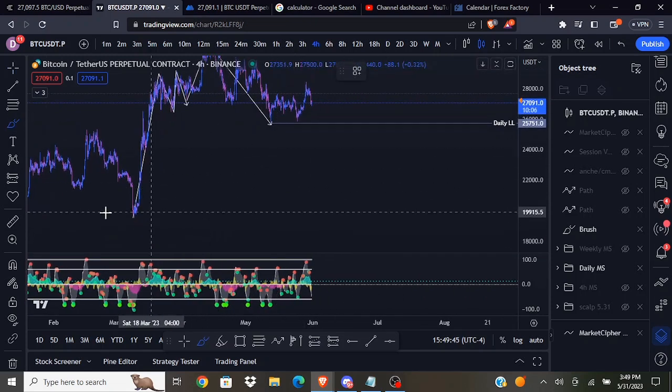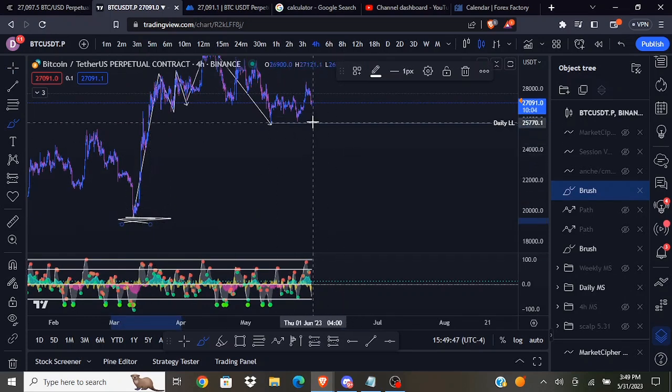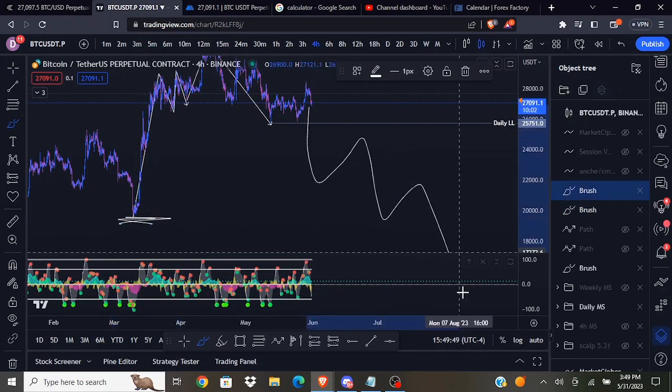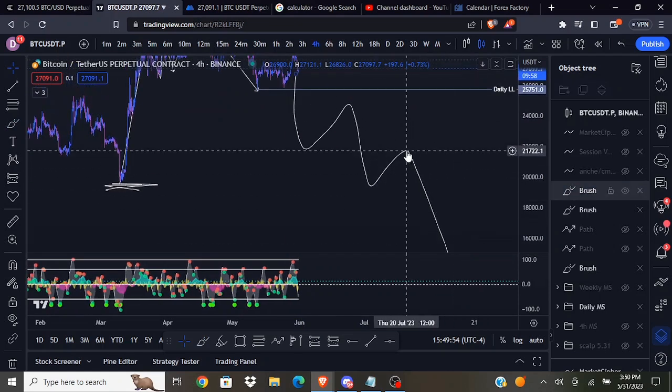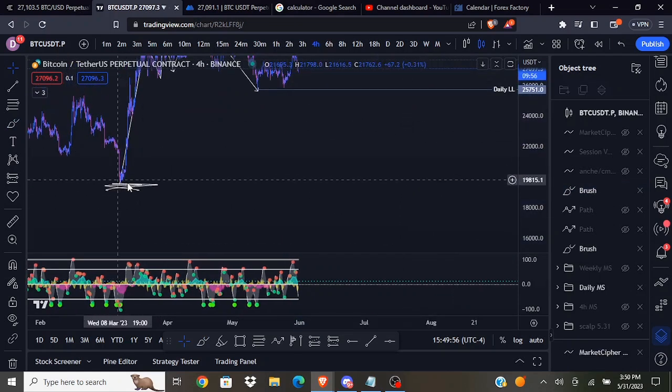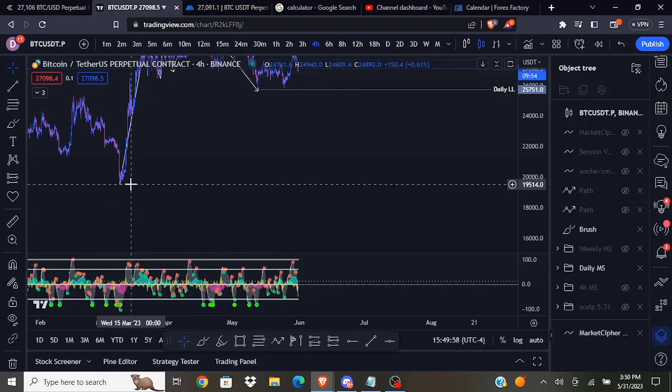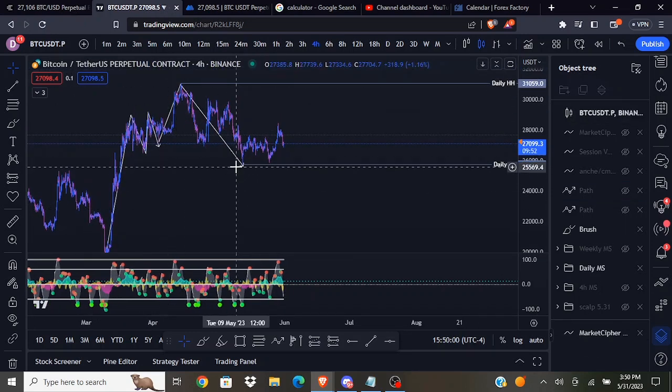Maybe it ends up being above this weekly market structure point. Maybe it doesn't. Maybe we work our way all the way down, back down towards like 15K or wherever we're going to bottom. So although the weekly market structure had a bullish break, the daily market structure right now is bearish. So that is something to consider.